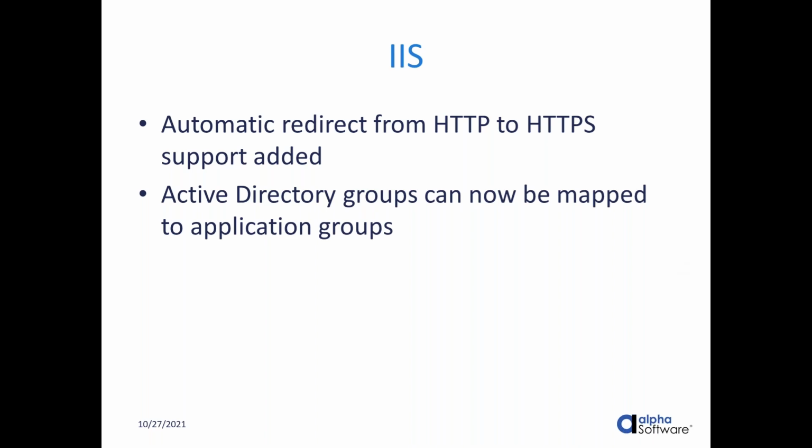With respect to the application servers themselves, we've made changes to both. On IIS, we've added the ability to automatically redirect from HTTP to HTTPS, so that support is really good. We've also added an ability to map your Active Directory groups to application groups so that you can use the security with Alpha Anywhere more easily. Let me pull that up real quick.